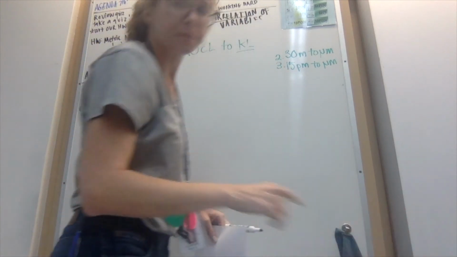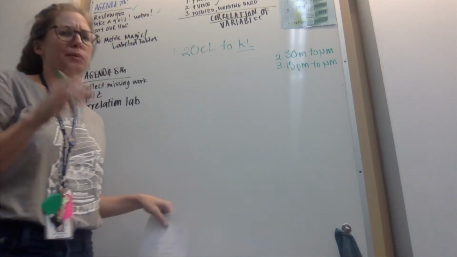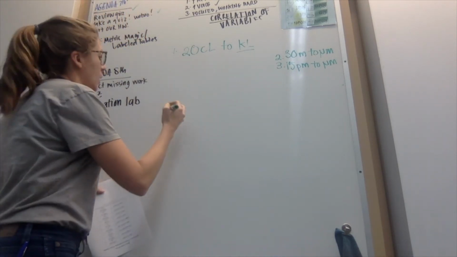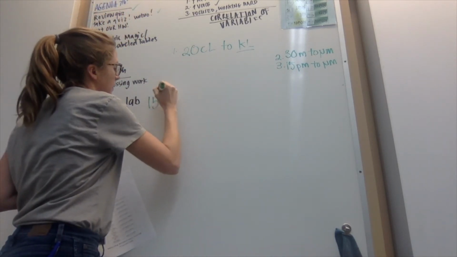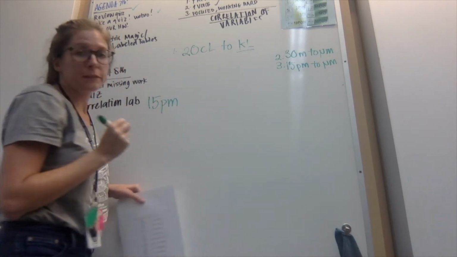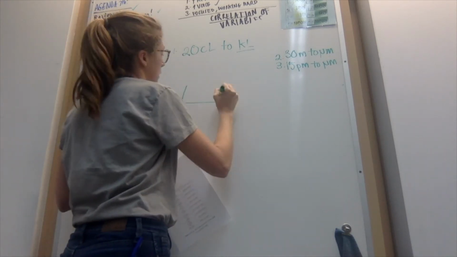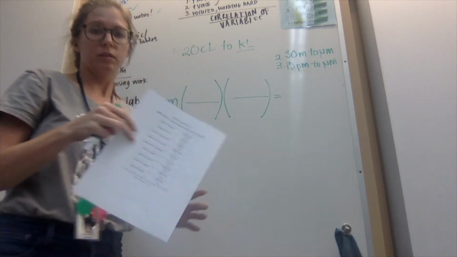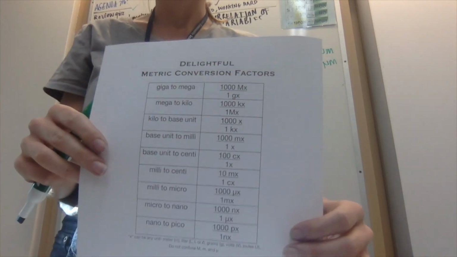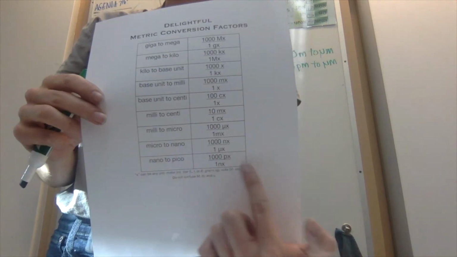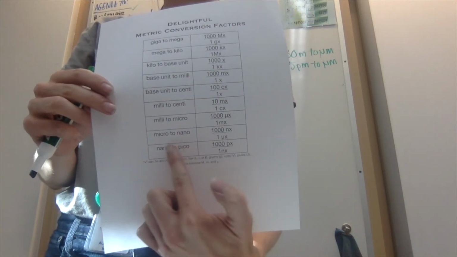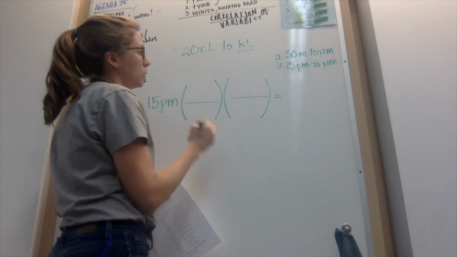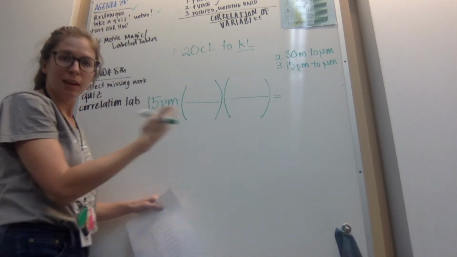Okay. I think I told you that I was gonna go slower. I forgot. I'm tired. Okay, so this one, 15 picometers to micrometers. Okay, again, you would check here. You would see pico to nano, nano to micro. Okay, cool. So you have it like this.